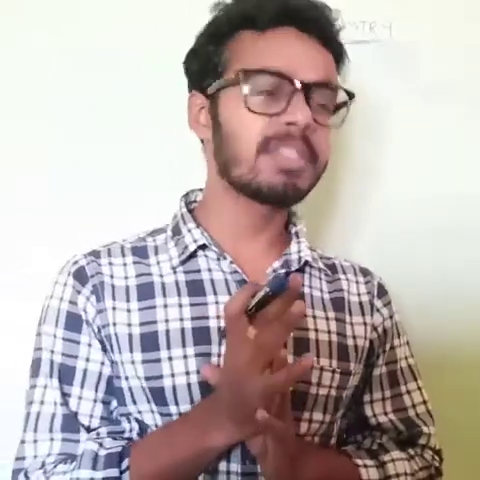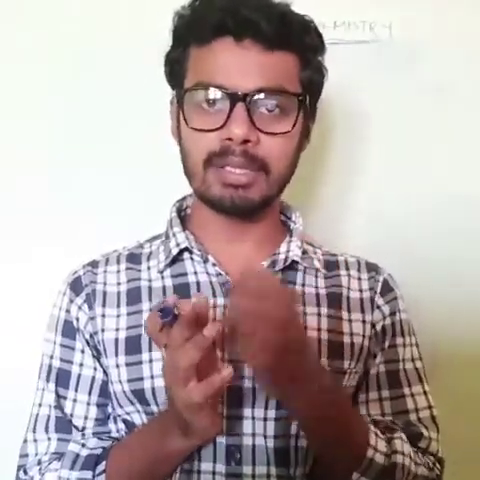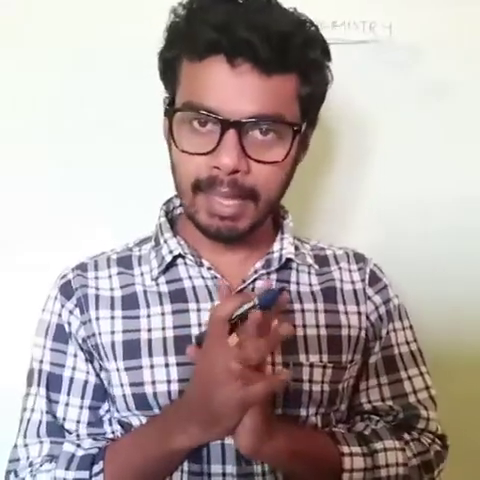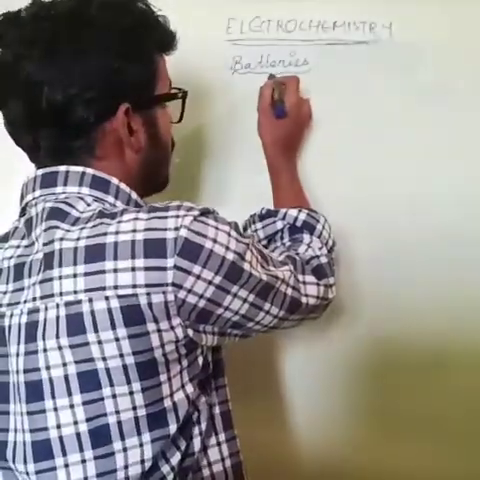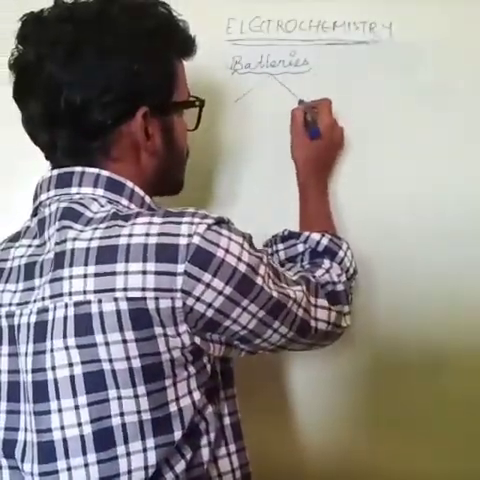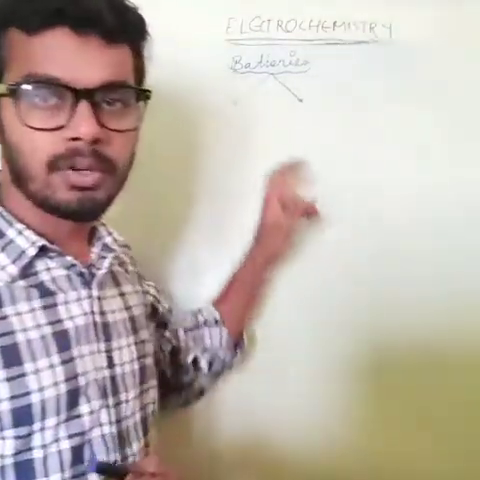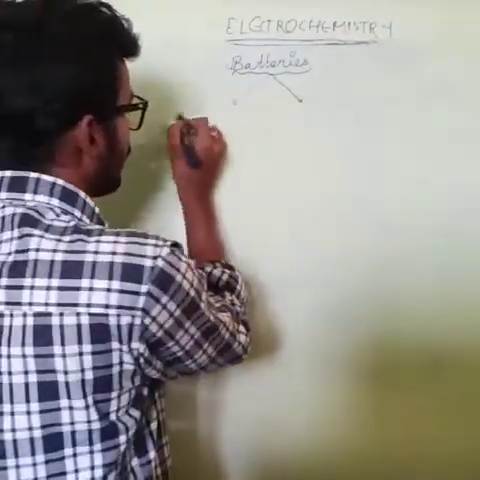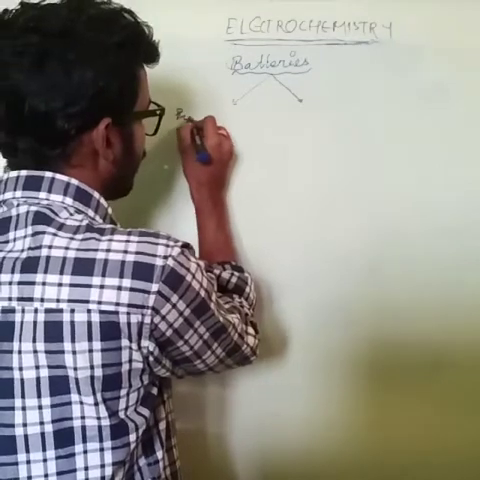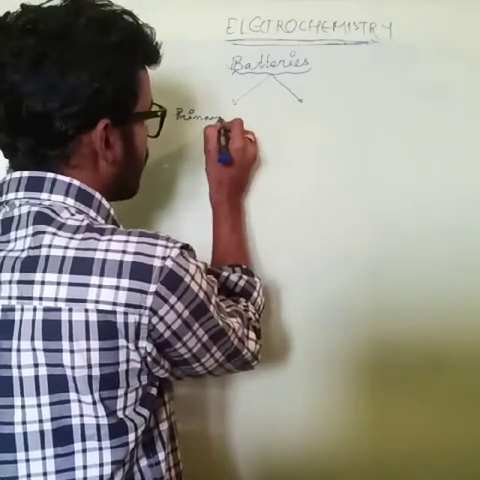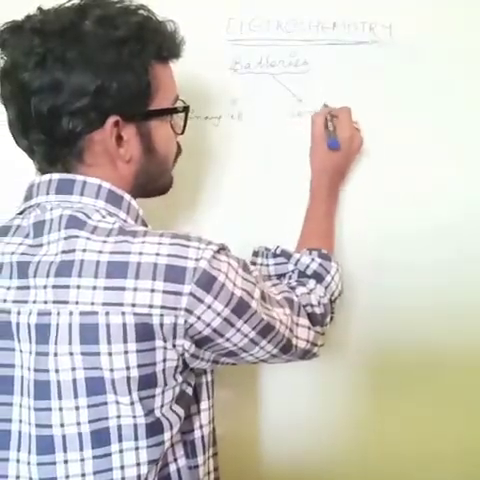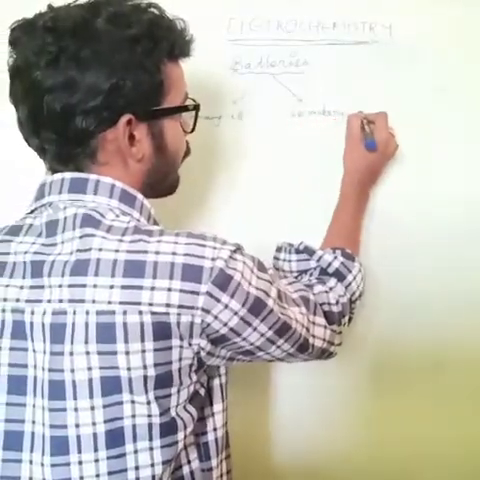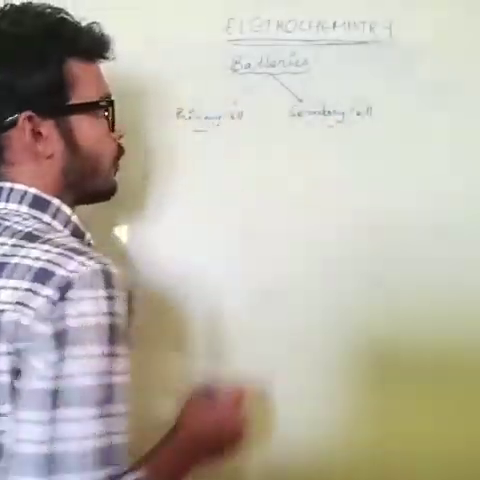So battery. From childhood, we know that battery is a small device where we produce what? Electrical energy. Okay. So here batteries are basically of two types. Batteries are of two types. One is primary cell, another one is secondary cell. Okay.